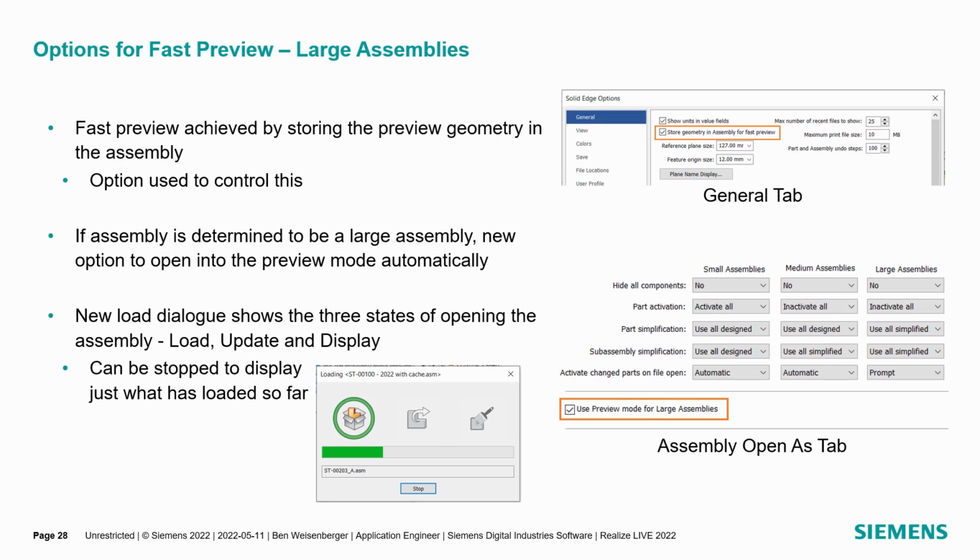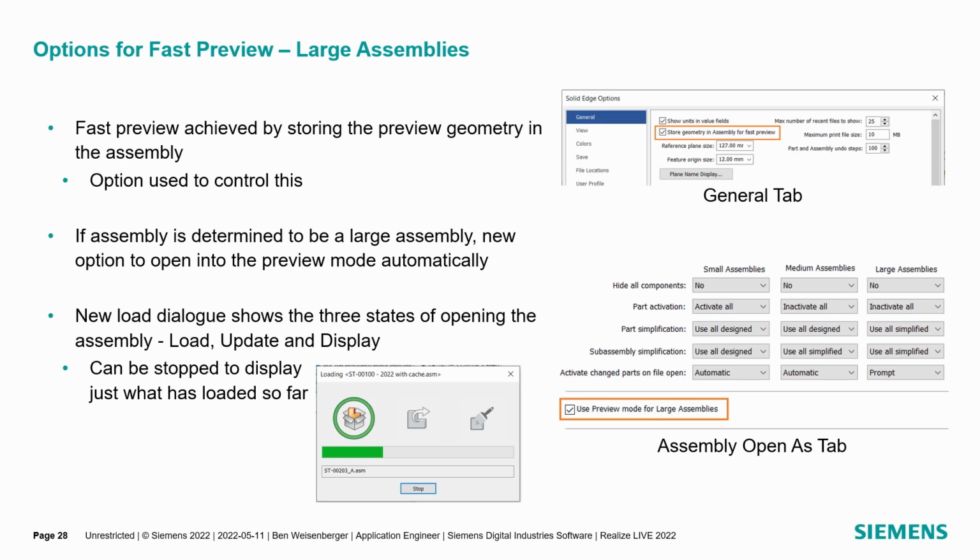So this fast preview capability is achieved by storing the preview geometry right inside of the assembly file itself. We have an option we can use to control this under Solid Edge Options, General, and it's worth pointing out that storing the geometry in the assembly does increase the file size, but the benefits far outweigh that fact.